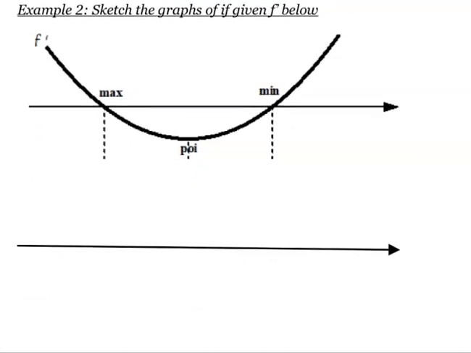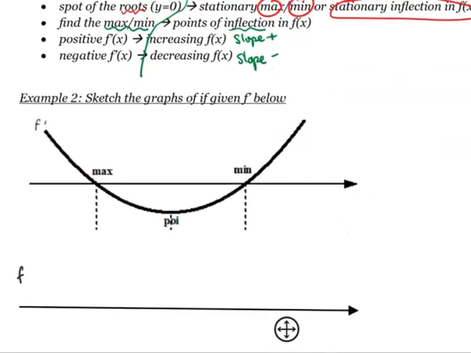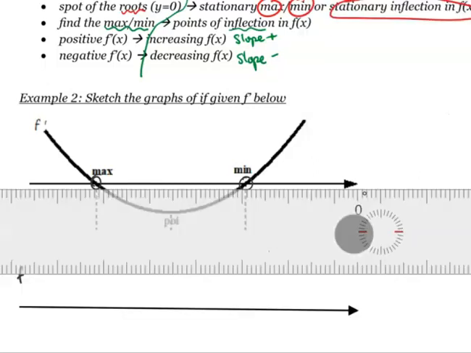Sketch the graphs if given the first derivative below. Okay, so that's the first derivative graph. Just read that carefully here, and we're just going to sketch the original. So we are going to follow those steps here. We're going to spot the roots. Here's my first root. Here's my second root. And I'm just going to take a ruler here so I can overlap those.